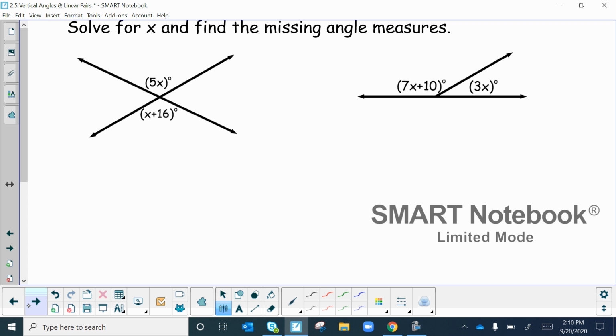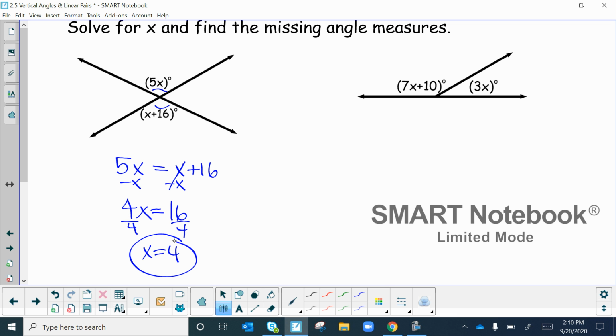We're going to find the measures of these angles. We are given 5x right here, and then we're given this is x plus 16. So all you have to do is set 5x equals x plus 16, because remember vertical angles are congruent. I'm going to subtract x from both sides. We're going to keep that algebra fresh in your head. 4x equals 16, divide by 4, x equals 4. So now I'm going to plug it back in. So 4 goes into here. So that means this is 20 degrees.